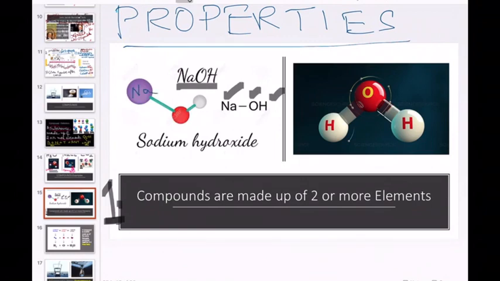Here we have got sodium. Here we have got oxygen. And here we have got hydrogen. They bond together to form sodium hydroxide. Sodium is an element. Oxygen is another element. Hydrogen is another element. They combine to form sodium hydroxide. Similarly, hydrogen is an element and oxygen is another element. They combine to form water, H2O.